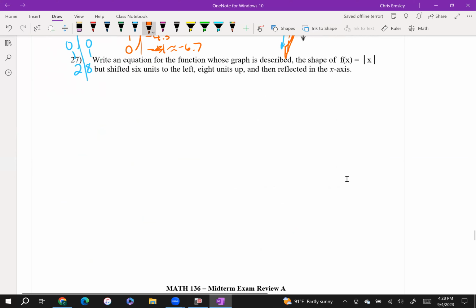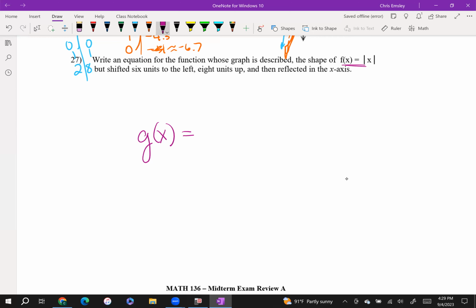Okay, next up, write an equation for the function whose graph is described. We want the shape of f of x equals the absolute value of x. So there's our parent function, but we're going to take that and shift it 6 units to the left, 8 units up, and reflect it in the x-axis. Okay, so we want to write the equation of a function. So let's start out. Let's call our function g of x, since our original one was f of x.